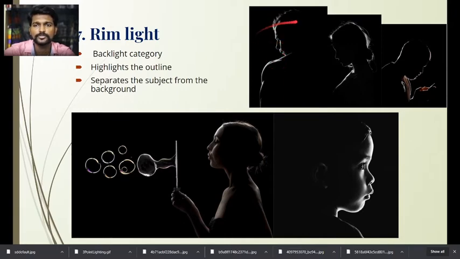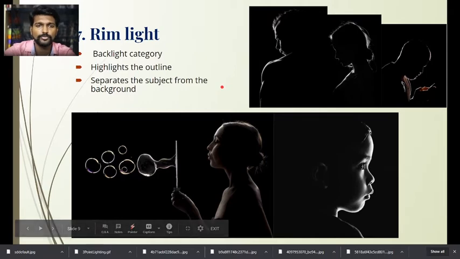In this type of lighting, the light is completely set back behind the subject. For example, see this image: the light is completely behind the subject, from the top, exactly in the head area. Here also the light is in the head area. Here it's a little bit to the right side. I hope you all understand rim lighting.